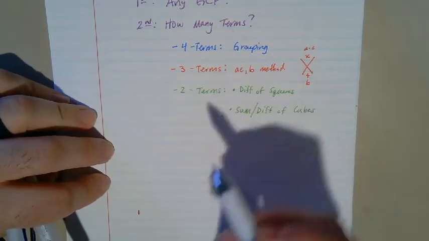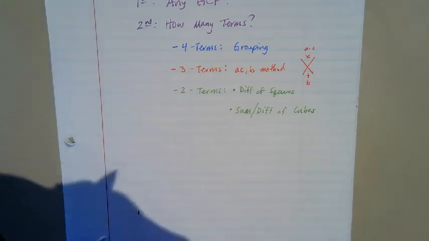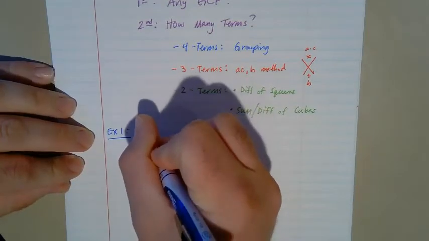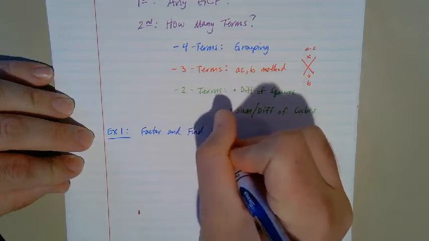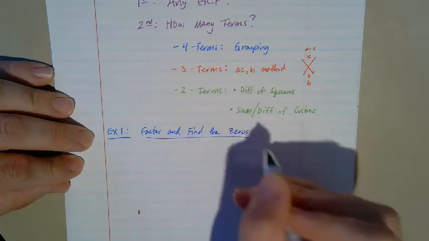Alright, and so we'll see an example, like I said, of each one of these, and I'll try to go fast. I don't want to make this too long, but let's see. So for example 1, we are going to factor and find the zeros. I want to remind you how to do that as well, finding the zeros once you're in factored form of the polynomial.